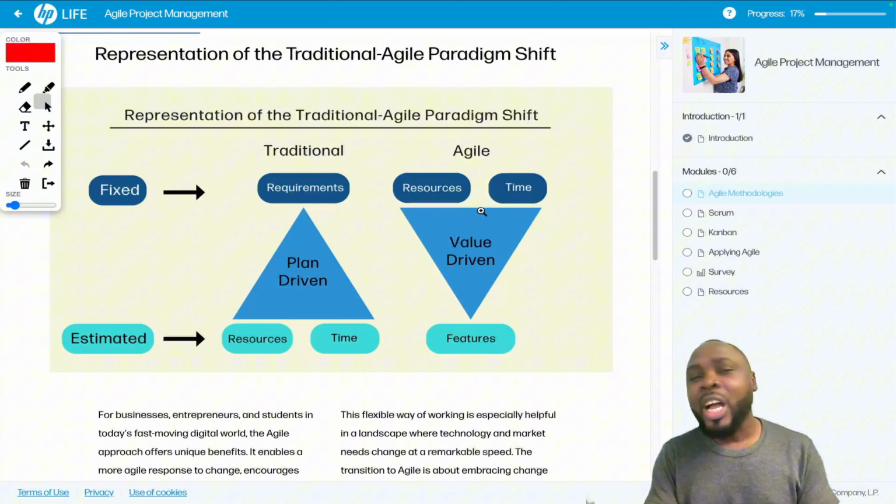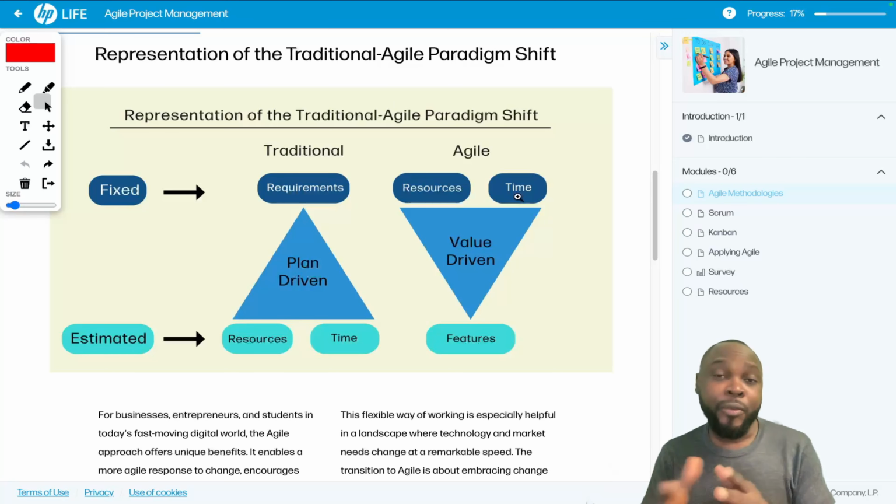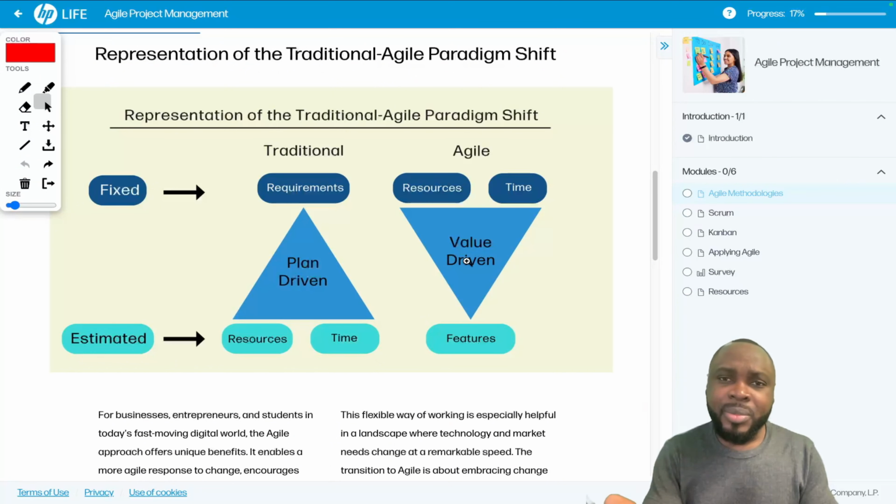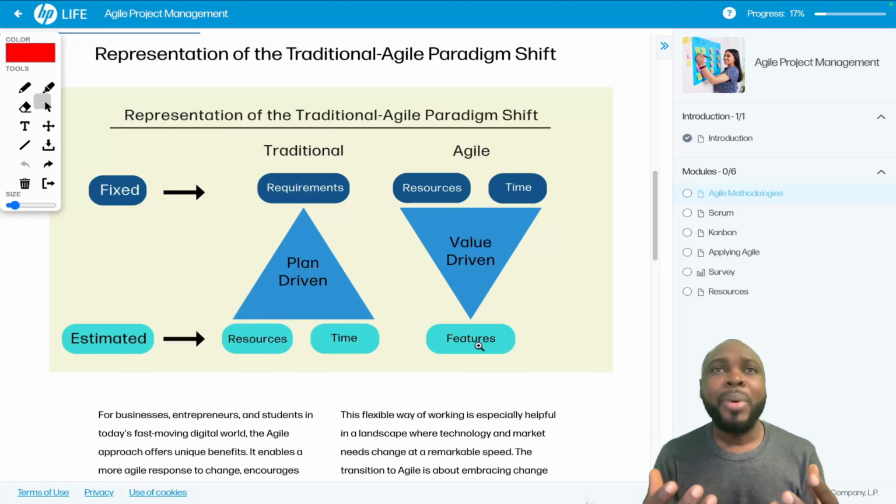But let's look at the agile. Now, what is fixed is resources and time. So we have 4 to 12 people working on these projects, and they will deliver in, let's say, 2 weeks' time, 4 weeks' time, or 3 months' time. Now, they are being driven by value. What are we delivering? What do we want to deliver? And the focus is all about what value is being delivered.